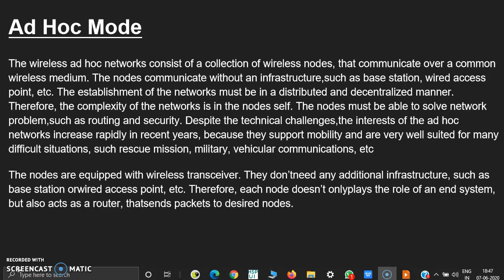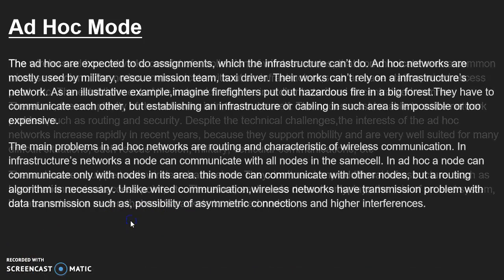Despite the technical challenges, interest in ad hoc networks has increased rapidly in recent years because they support mobility and are very well suited for many difficult situations such as rescue missions, military, vehicular communications, etc. The nodes are equipped with wireless transceivers that don't need any additional infrastructure such as a base station or wired access points. Therefore, each node not only plays the role of an end system but also acts as a router that sends packets to the desired nodes.